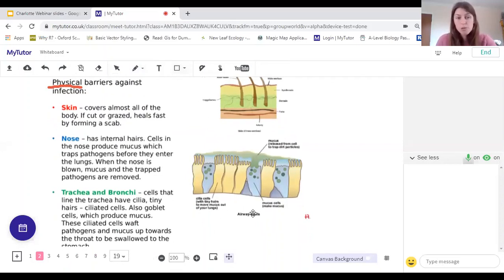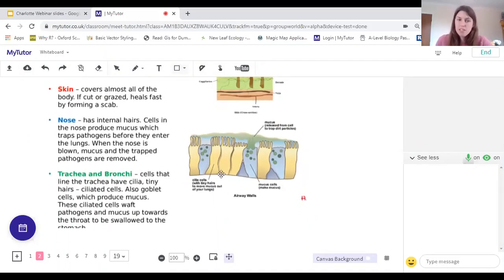In our nose, we have internal nose hairs. They're actually really important, even though sometimes they don't look very nice. Cells in the nose produce mucus, which traps pathogens before they enter the lungs. So those hairs in the nose help trap some of those pathogens in the mucus. And then when your nose is blown, the mucus and the trapped pathogens are removed. That's why when we have a cold, we blow our nose a lot. That's our body trying to get rid of the pathogen.